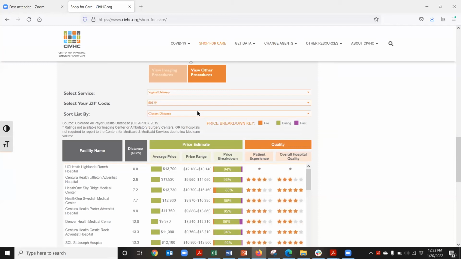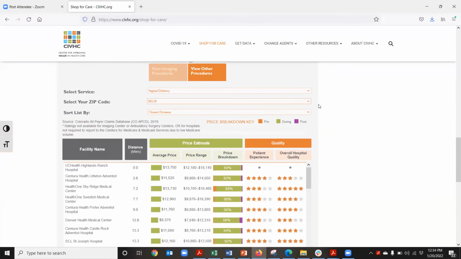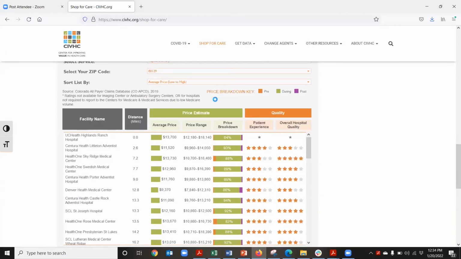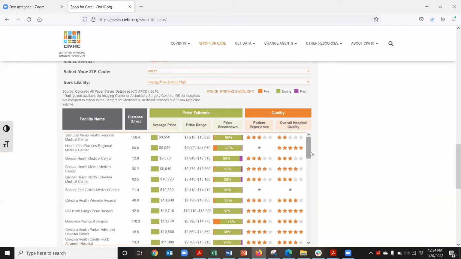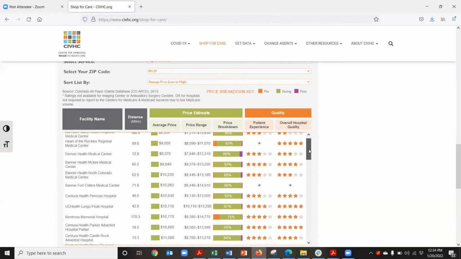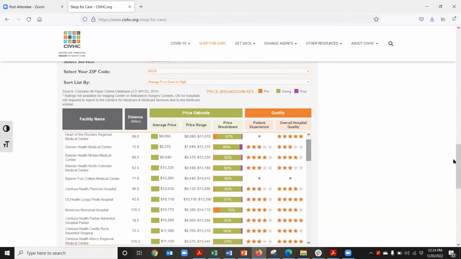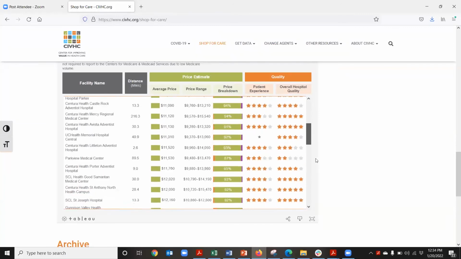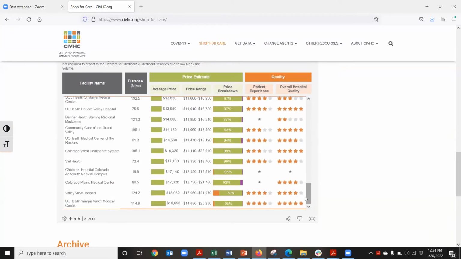And then we can sort again from low price to high price. In the third choice, we have sort list by, and we can sort from low to high. And as you see here, the variation also is large. So we can have a delivery from $8,500 all the way to, wow, 18,000 in this page. So that's a 10,000 difference. That's a big difference.